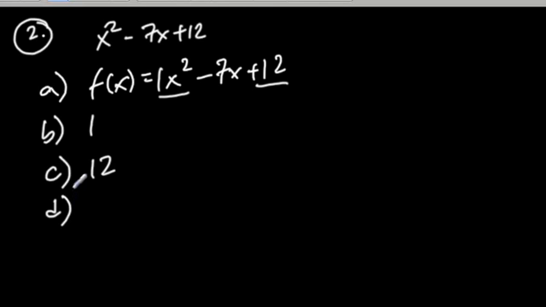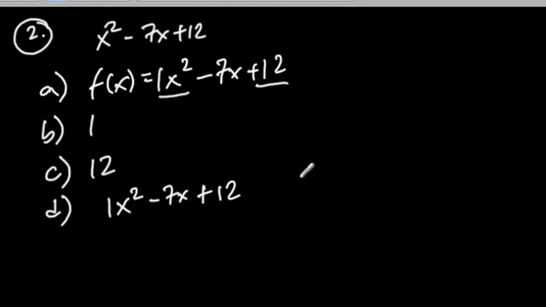D said rearrange into factored form. So basically, this is x squared minus 7x plus 12. Oh, plus 12. Let me just erase that a little bit. It's plus 12. So we have to factor this.